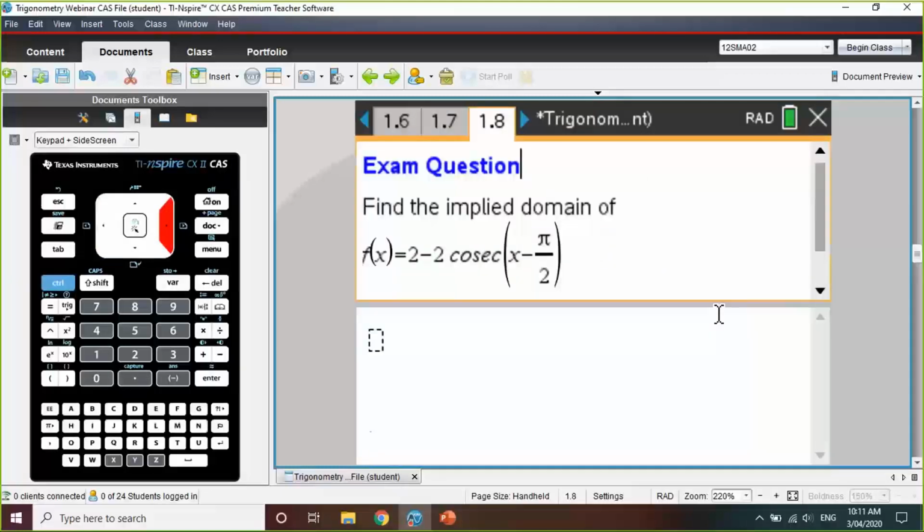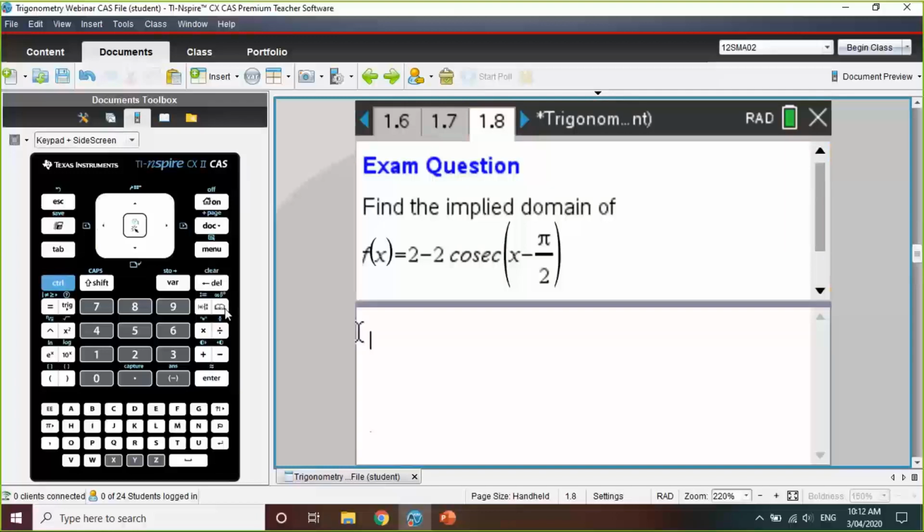Okay? So another classic exam question that was similar to an exam question from last year. We've got this reciprocal trig function, cosec, and we want to find the implied domain of it. So what we can do is, we've just seen the domain command, so we can use that one again.